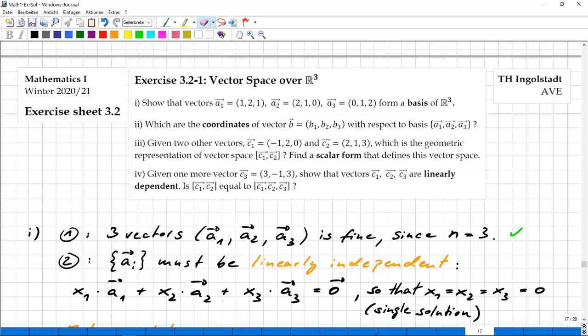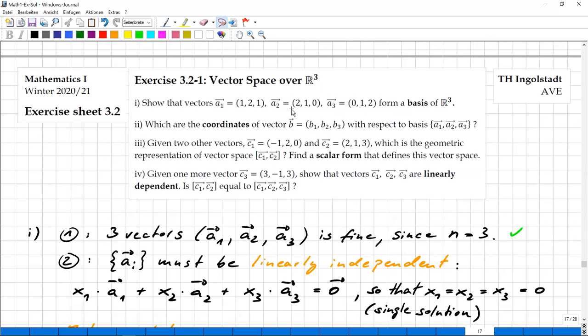In the first part, we should make sure that these 3 vectors given with coordinates 1, 2, 1, 2, 1, 0, and 0, 1, 2, called A1, A2, A3, form a basis of R3. What do we have to consider for a set of vectors to be a basis of a vector space? Firstly, the number of vectors that I use here must be exactly equal to the dimension of the vector space.